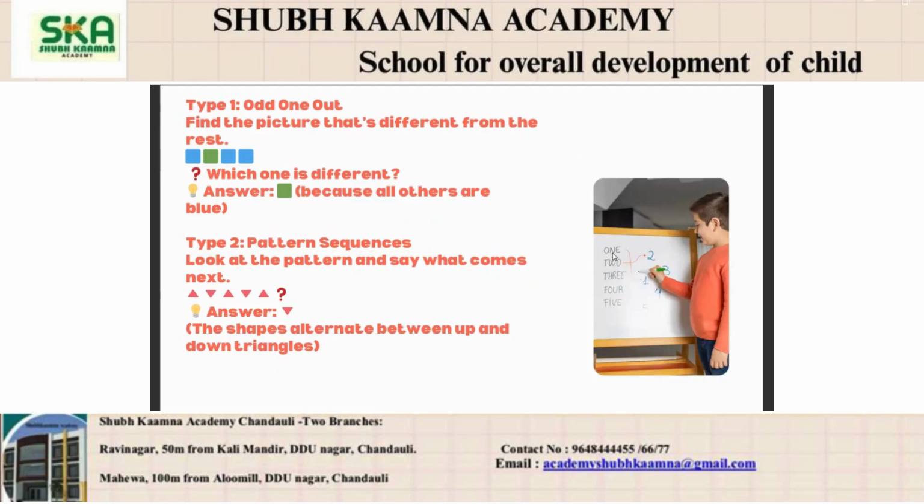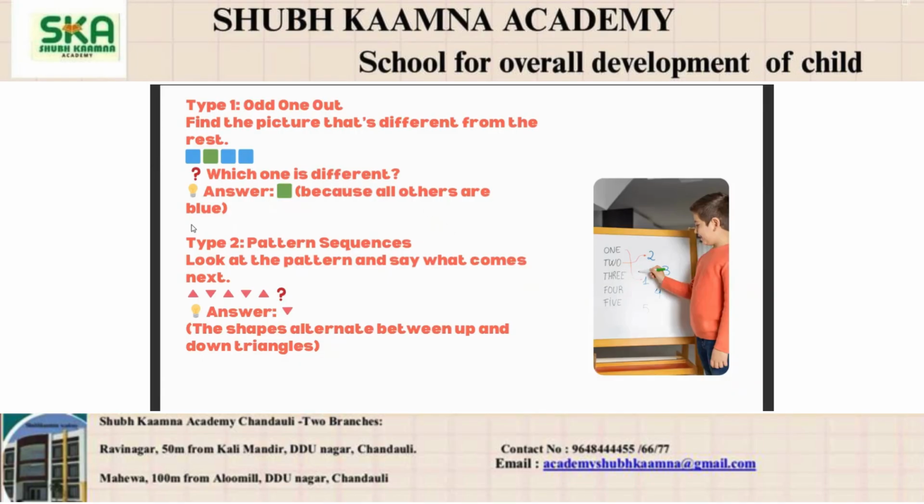Type 1 is odd one out. Here's an easy one. Can you find the odd one out? Here the answer will be gray, because all the others are blue, right?